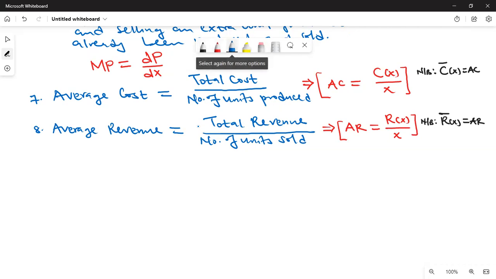And we also have number 9, average profit.